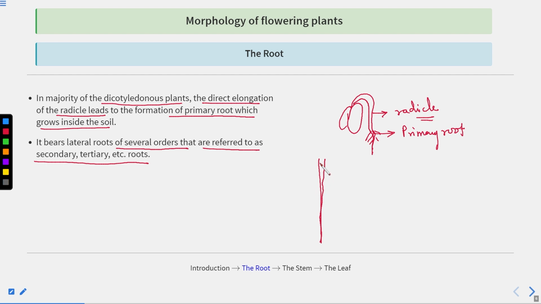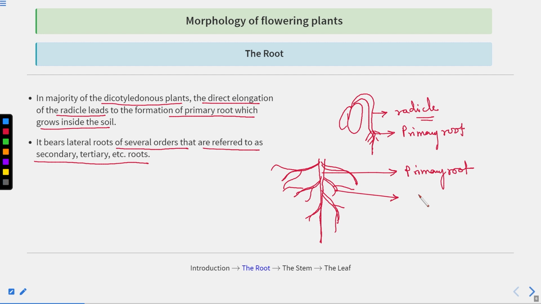Later the primary root grows very fast and grows downward, and it gives rise to secondary roots like this. Sometimes the secondary roots give rise to tertiary roots as well. So this is the primary root, this is the secondary root, and these are the tertiary roots. In total, they form the root system.